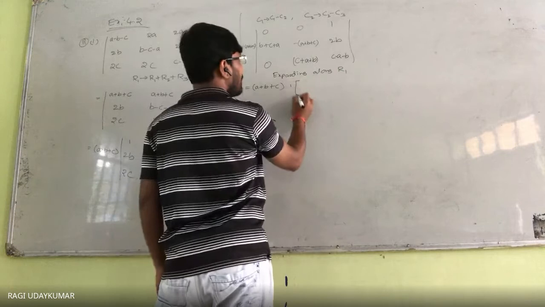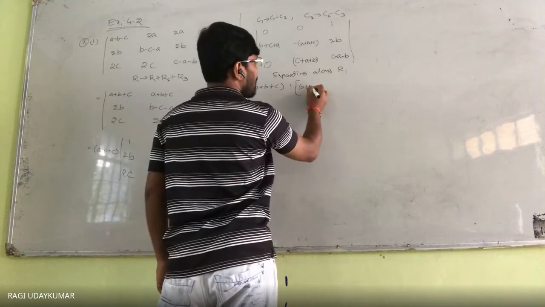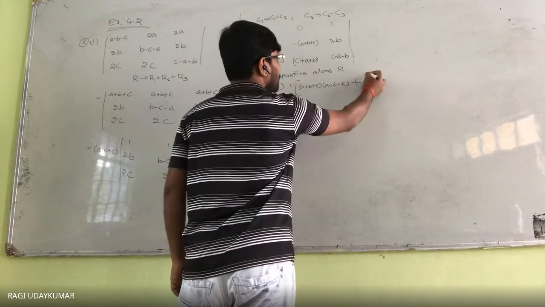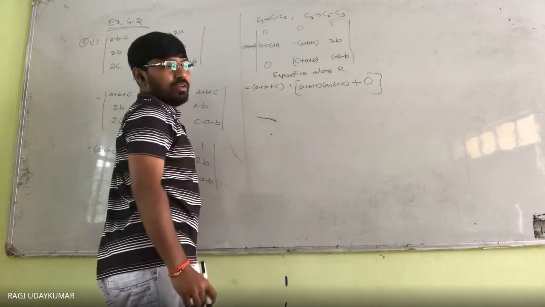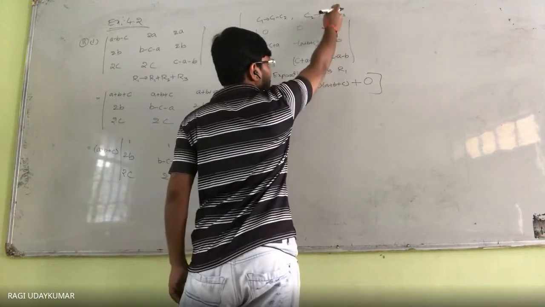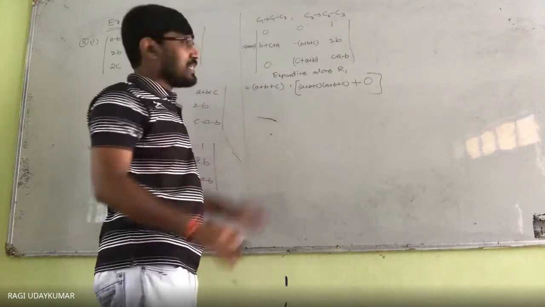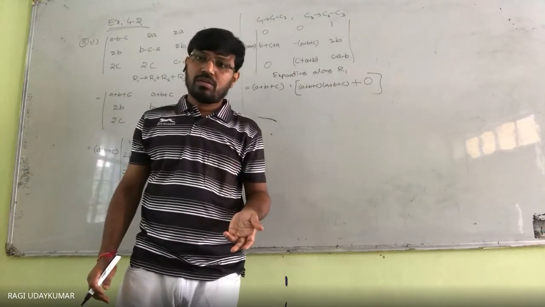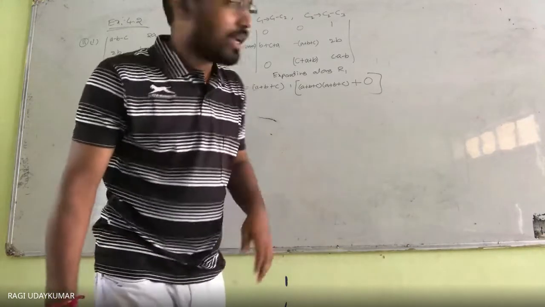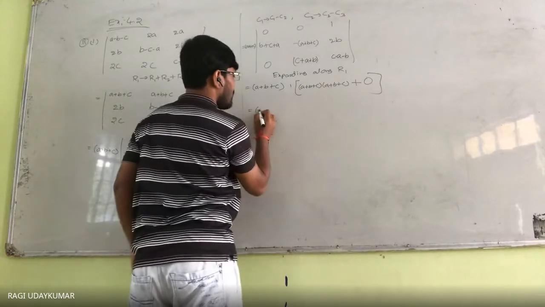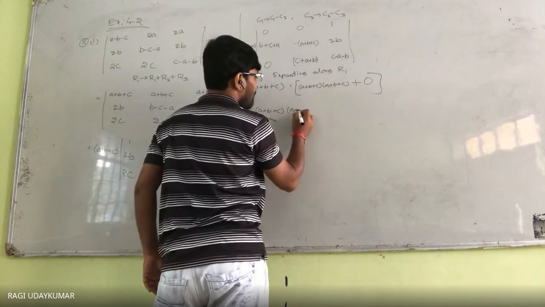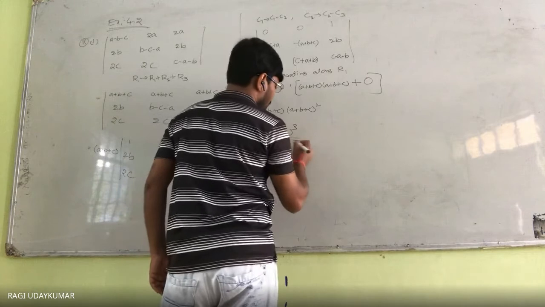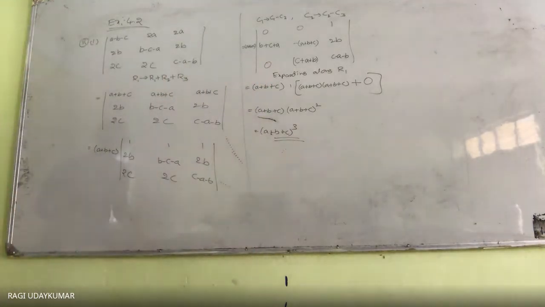So what do you get here? 1 into the product of these two, that is nothing but a plus b plus c into a plus b plus c, plus 0. Expanding along the first row means this row and column are deleted, so we take this and this. 0 into something will become 0. So what do you get here? a plus b plus c into a plus b plus c whole square, which equals a plus b plus c whole cube. Is it okay?